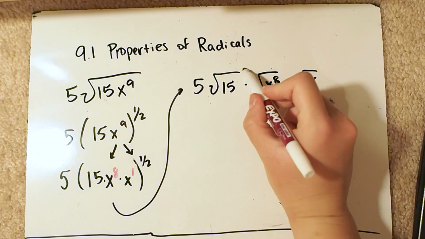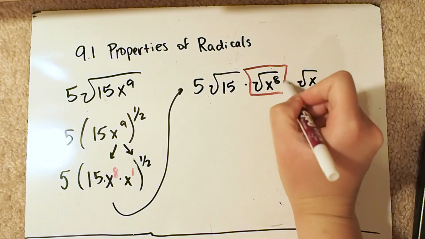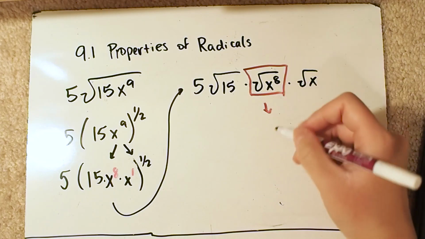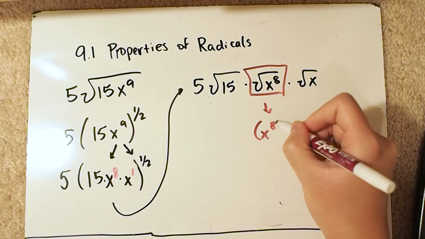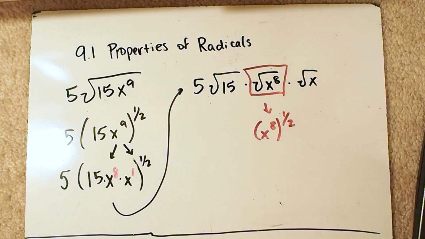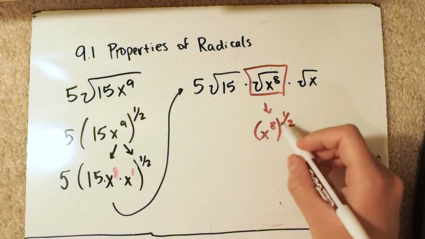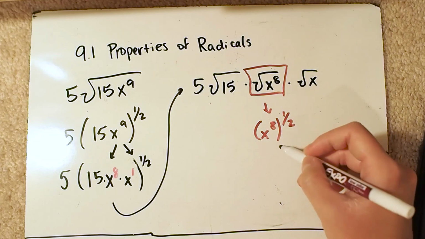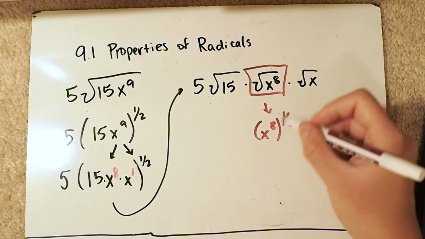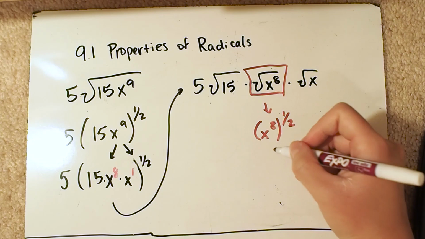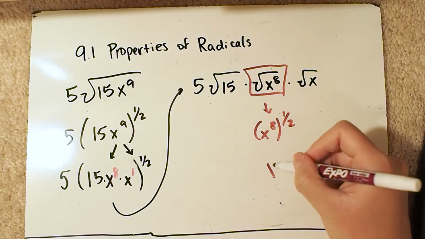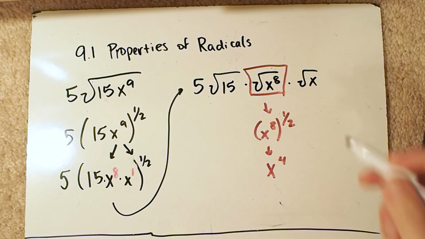However, this number here can be reduced because this is the same thing as writing x to the 8th to the 1/2. Because of that, I can say, well, 8 times 1/2 is 4, so this is x to the 4th. That reduces the radical and gets rid of it. Okay, so then I just get x to the 4th.